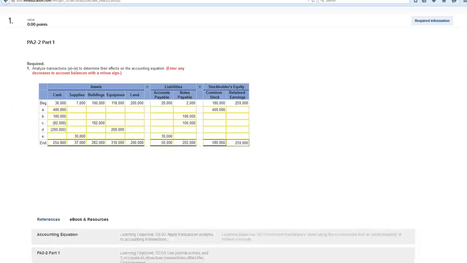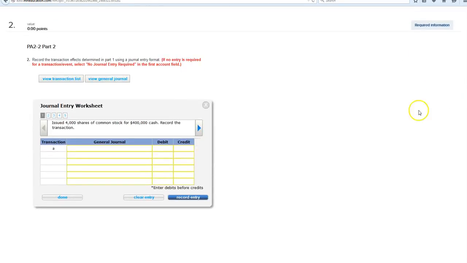Now we have to do our journal entries. Proper journal entry format is that we first enter the date, then the account to be debited on the first line with the amount on the debit side, the account to be credited on the second line with the amount on the credit side. If there were more than one debit or credit, we would list all the debits first, then all the credits, and the total amount of debits in dollars must equal the total amount of credits.